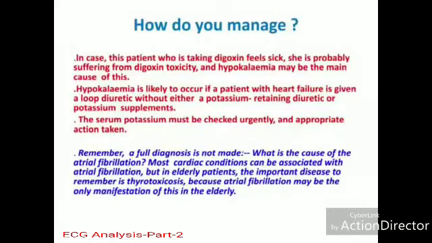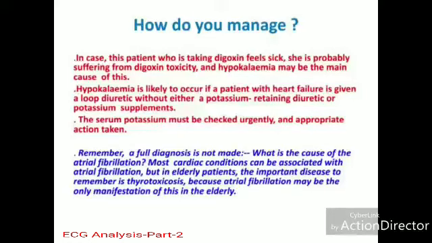How do you manage this patient? In this case, the patient who is taking digoxin feels sick, she is probably suffering from digoxin toxicity, and hypokalemia may be the main cause of this. Hypokalemia is likely to occur if a patient with heart failure is given a loop diuretic without either a potassium retaining diuretic or potassium supplements. The serum potassium must be checked urgently and appropriate action taken.